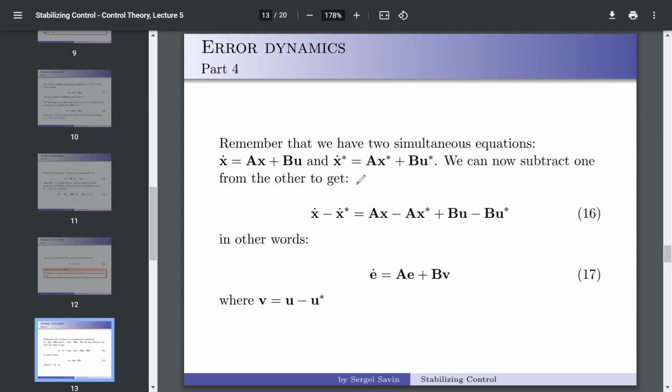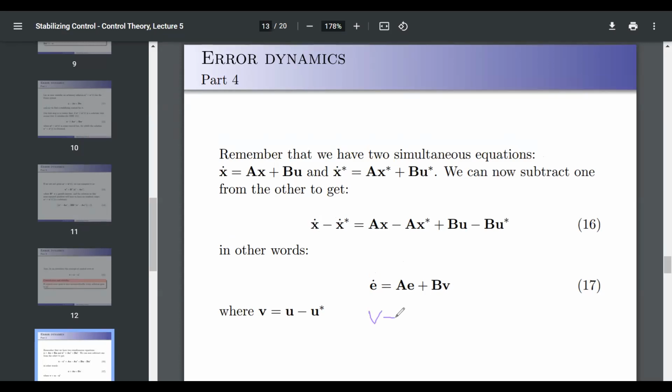And as long as we stabilize it, what we achieve is, well, how do we stabilize it, by the way? It will be on the next slide, but we can just pick V equals minus KE, and we will get E dot equals A minus BK times E. And that would mean that E goes to 0, which in turn means X goes to X star. So X star is stabilized as a solution. We stabilized E, we stabilized X star. So every trajectory will converge towards X star, and control error will converge to 0. That's very, very interesting.